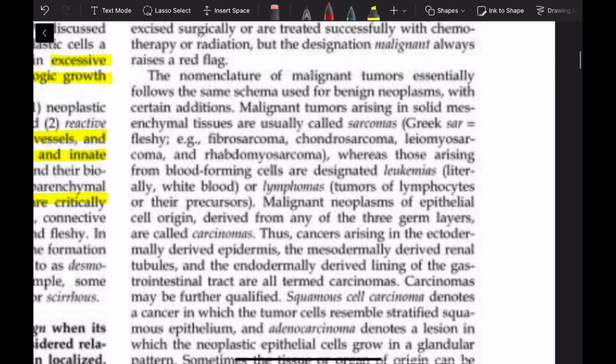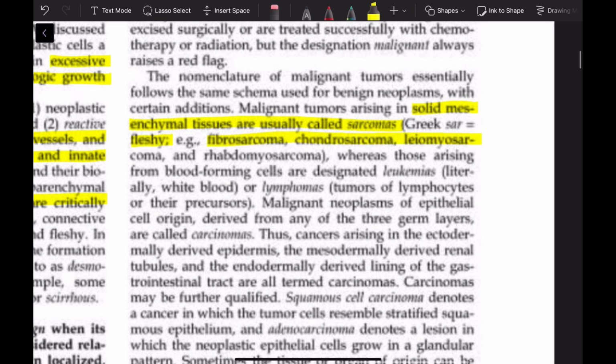The nomenclature of malignant tumor essentially follows the same schema used for benign neoplasms with certain additions. Malignant tumors arising in solid mesenchymal cells are usually called as sarcomas. So the malignant tumors that arise in solid mesenchymal cells are usually called as sarcomas. Sarcoma means fleshy. For example, fibrosarcoma, chondrosarcoma, leiomyosarcoma, and rhabdomyosarcoma. Fibrosarcoma means malignant tumors that is found in your fibrous tissue. Chondrosarcoma means those in your cartilages. Leiomyosarcoma and rhabdomyosarcoma fall under muscular malignancies.